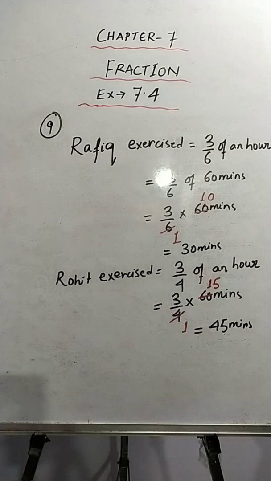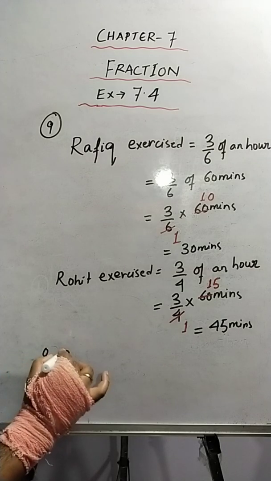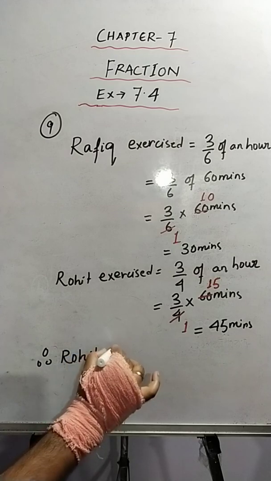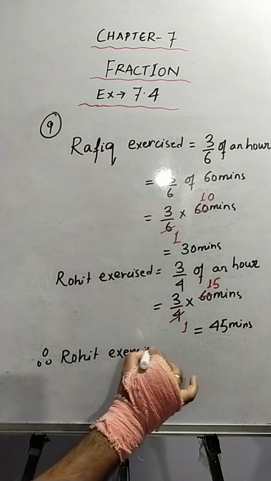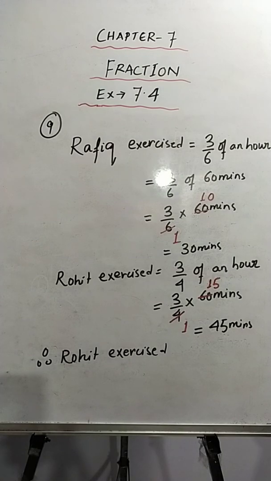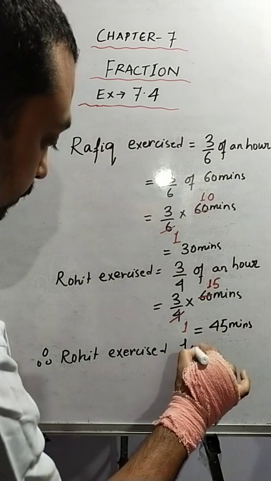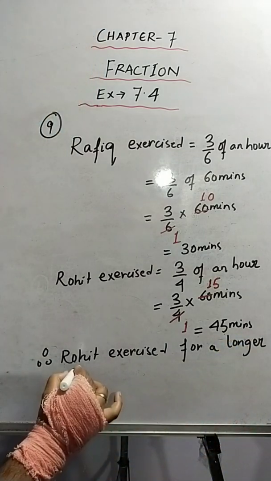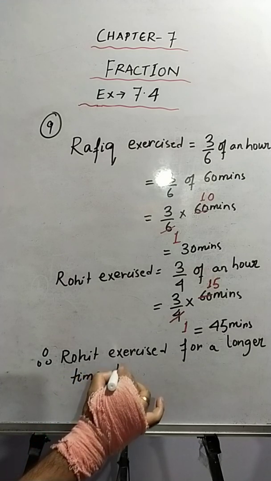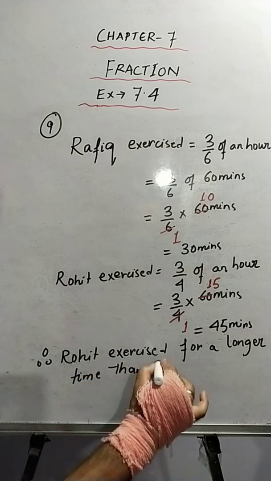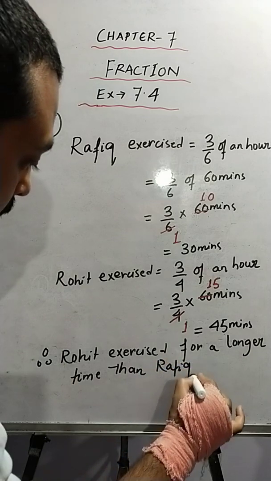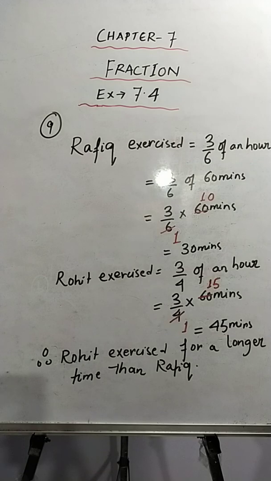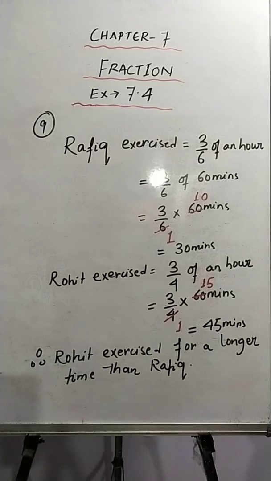Now who exercised for a longer period of time? Obviously Rohit, isn't it? So therefore we'll write, therefore Rohit exercised for a longer time than Rafiq. Okay, so this is the solution of question number 9. Now let's move on to question number 10.